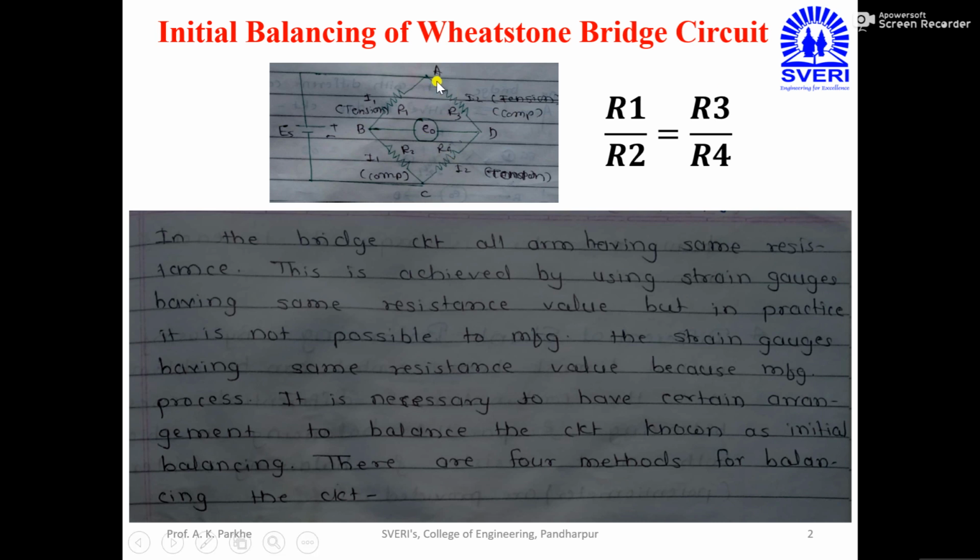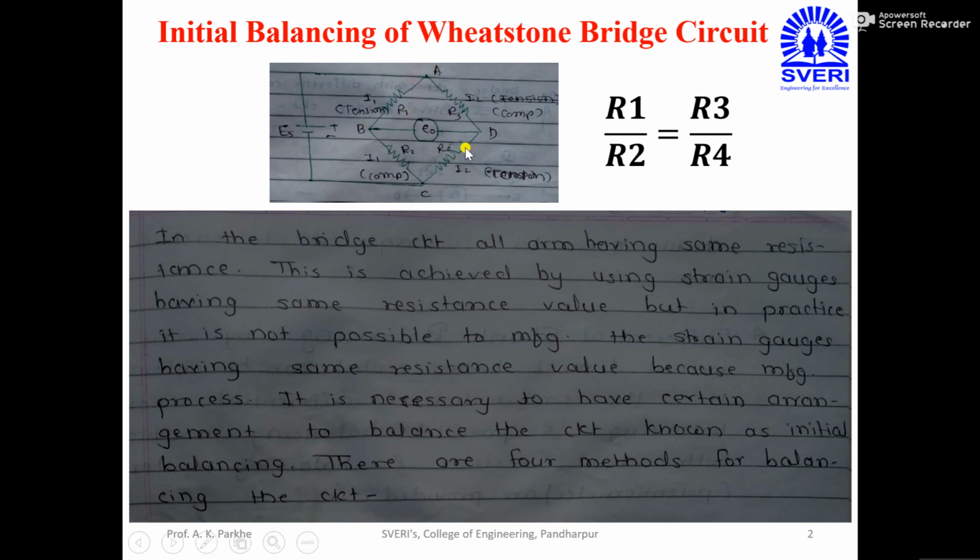The input is given across the terminals A and C, and the output is measured across the terminals B and D, that is E0. This device is also called a galvanometer, or this E0 is also called a display unit. That means whatever input is given to this bridge circuit, according to that input we have to measure the output across the terminals B and D.